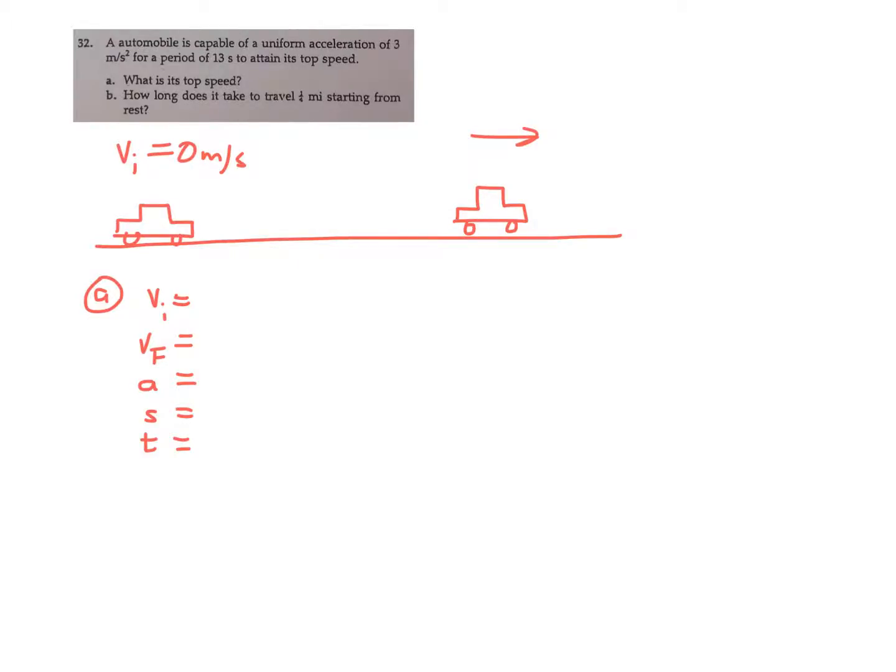Day 26, Honors Physics, Problem 32. Once again, like all these uniform acceleration problems, it tells you this is uniformly accelerating up here. You draw a basic diagram, and this one really is pretty basic.